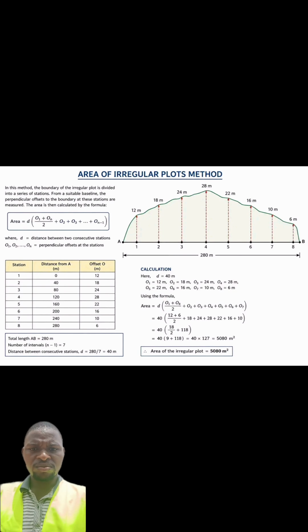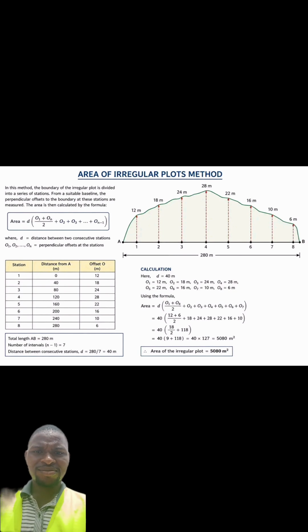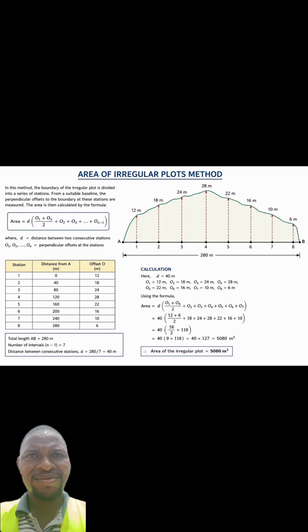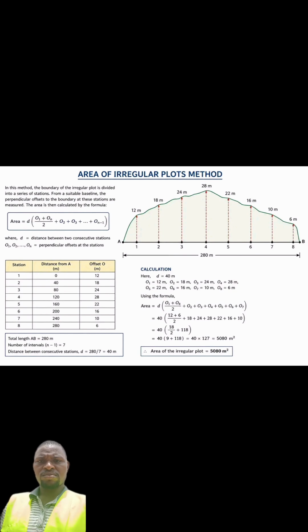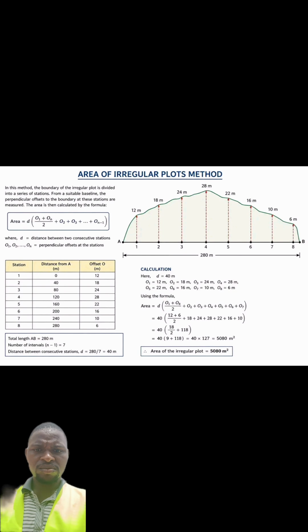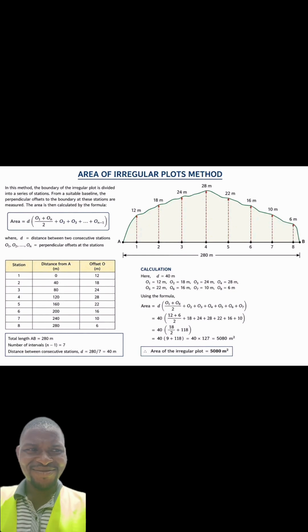This is applicable in surveying. When you have different areas of an irregular plot, you can easily do this during your mapping out and get the area. You can also use this in engineering when you have different areas on site, so you can use this method to calculate the areas required.